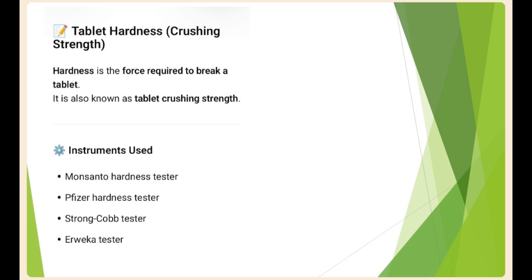Next, move on to tablet hardness, that means crushing strength. Hardness is the force required to break a tablet. It is also known as tablet crushing strength. Some testers are used to identify tablet hardness. They are the Monsanto hardness tester, Pfizer hardness tester, Strong Cobb tester, and Erweka tester.